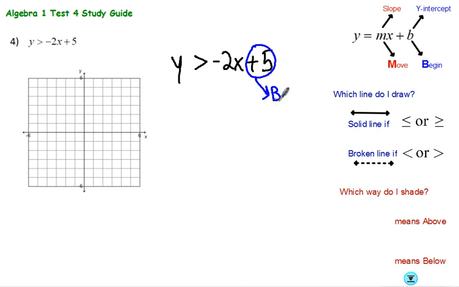So I'm always starting here with the last number. That's where I'm going to begin. So I'm going to begin at positive 5 on the y. 1, 2, 3, 4, 5. And then the slope tells me how to move it out from there.